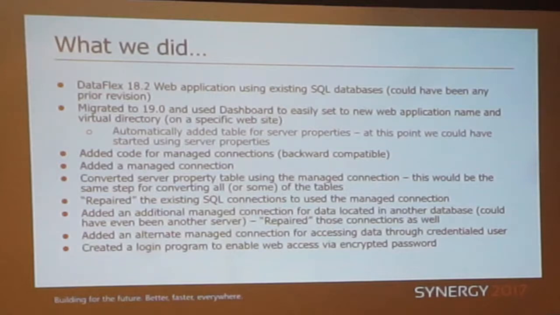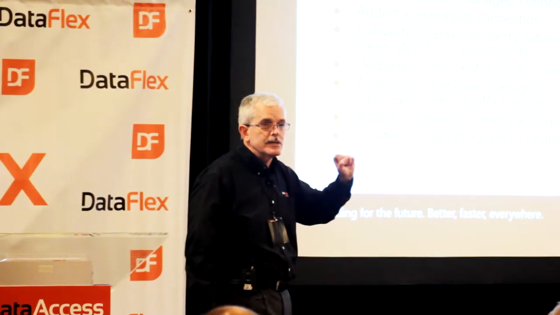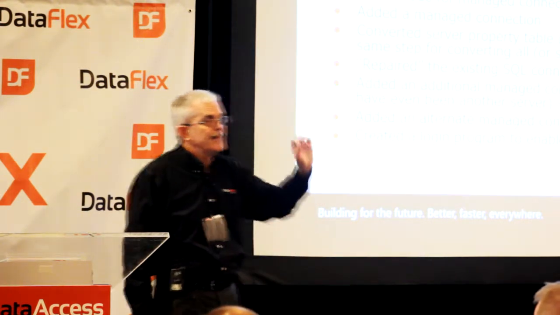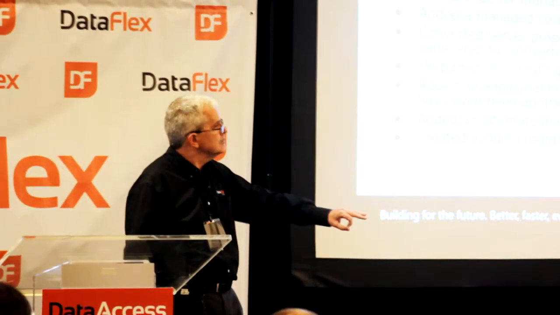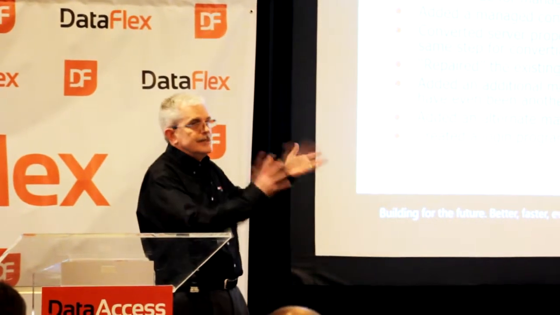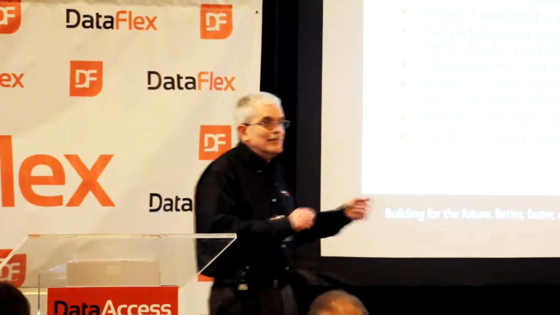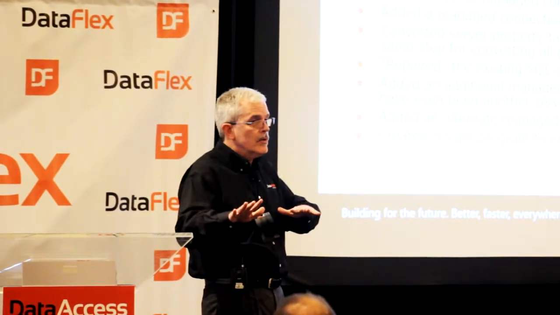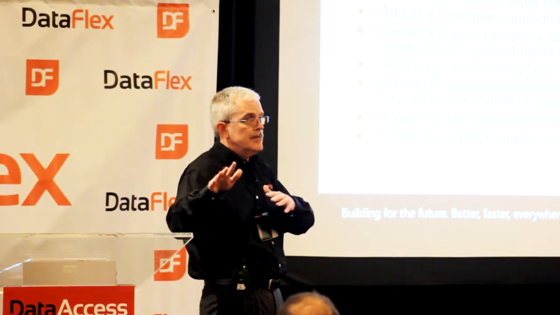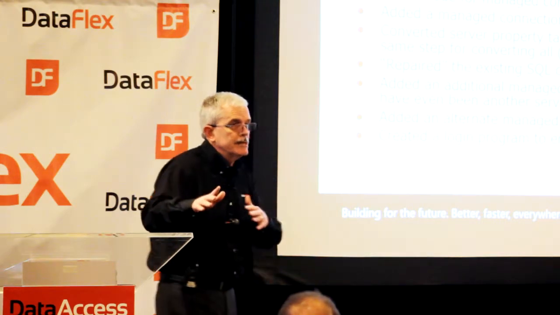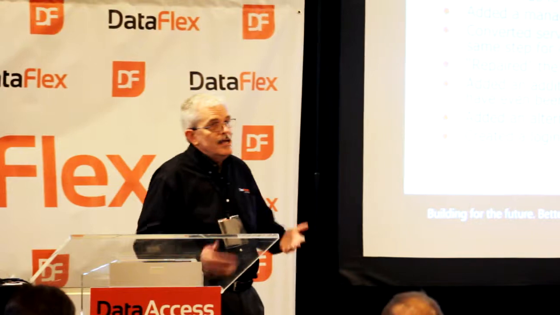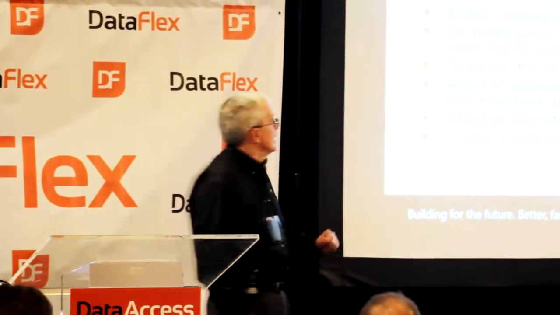It automatically added a table for server properties. And we now had the ability to use a second new feature of 19.0 right off the bat. At that point in time, I could have stopped, gone in, and if I'd known enough how to do it, set up some web properties to be server-side and started using server-side web properties at that point. So, I'm talking about managed connections, but it's really getting advantage of everything that's in 19.0.